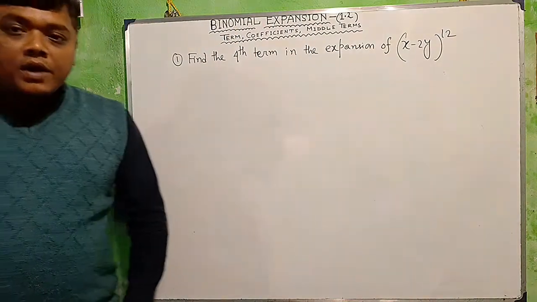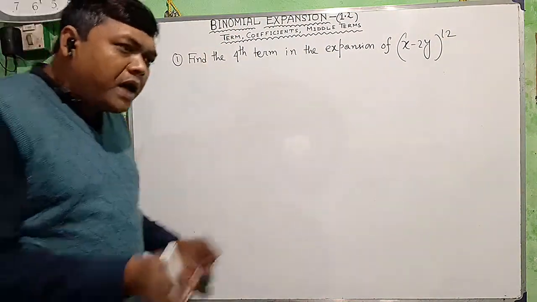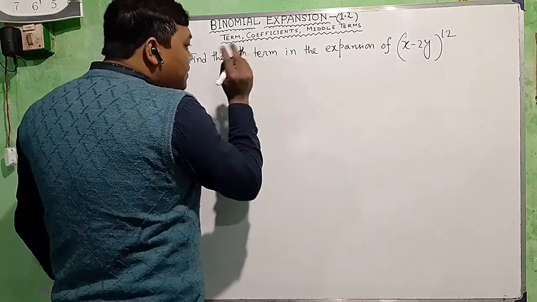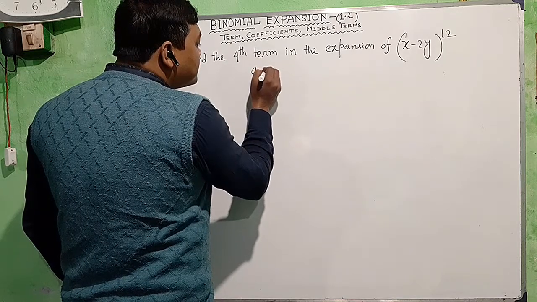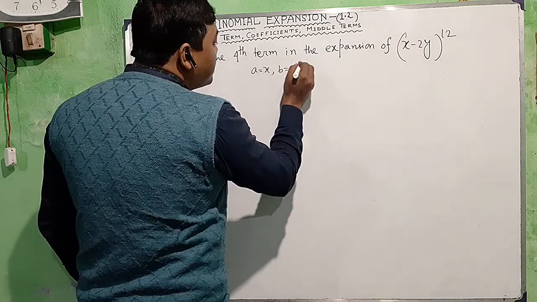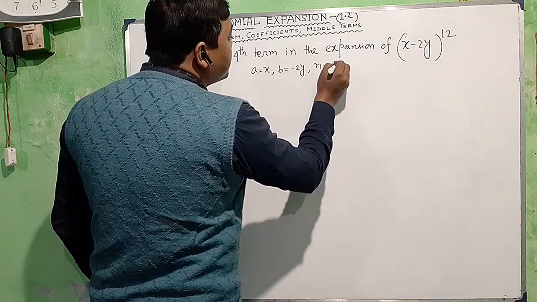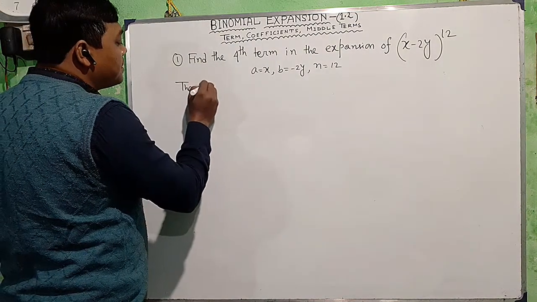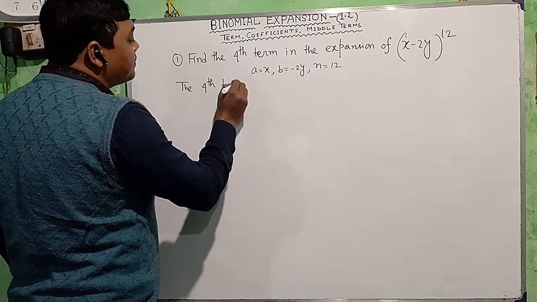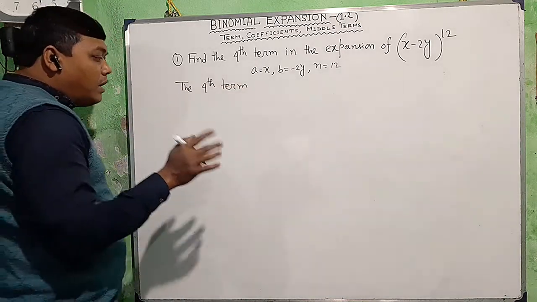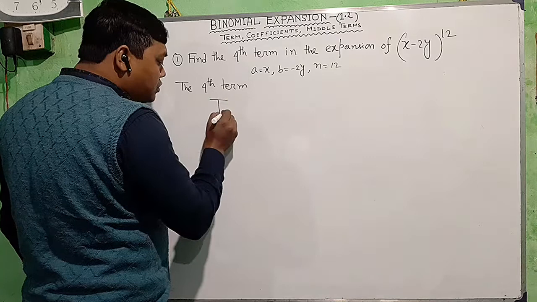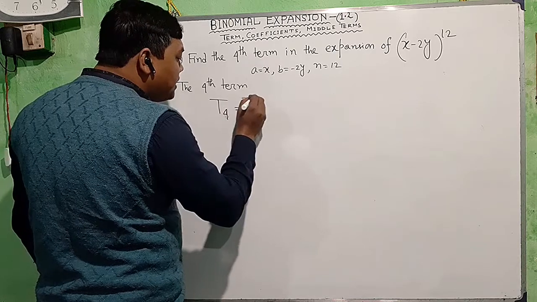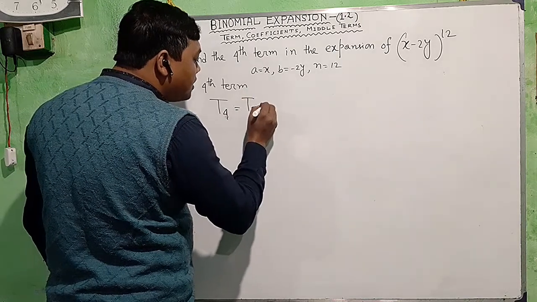Here n is given to you. If you compare to the expansion (a + b) to the power n, then a equals x, b equals minus 2y, and n equals 12. Now I have to find the fourth term. According to the formula we have already discussed, T(r plus 1), you can write T4 as T(3 plus 1).